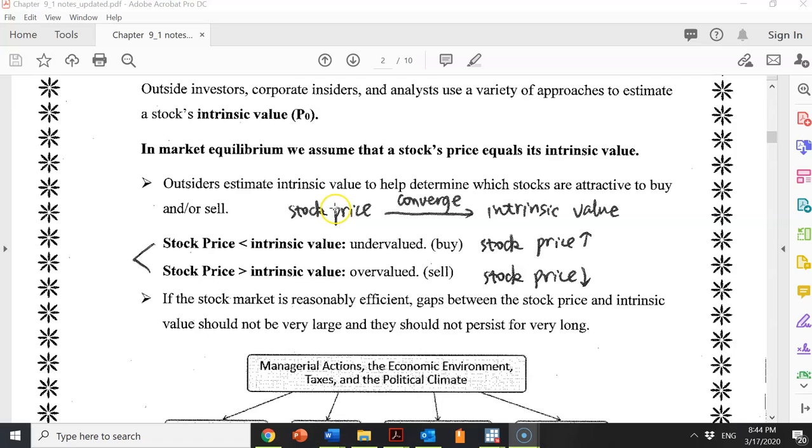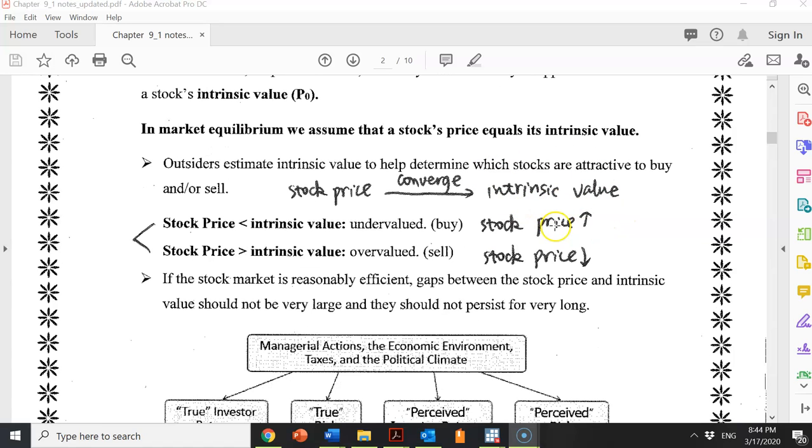Okay, so again, we can use the models to estimate the intrinsic value of the stock. Because in equilibrium, the market stock price is going to converge to the estimated stock price, the intrinsic value of the stock. So when we see that the stock price is below intrinsic value, we know that the stock price is going to go up in the future. Okay, and the stock is undervalued in the market right now, so it's a good purchase for the investors.